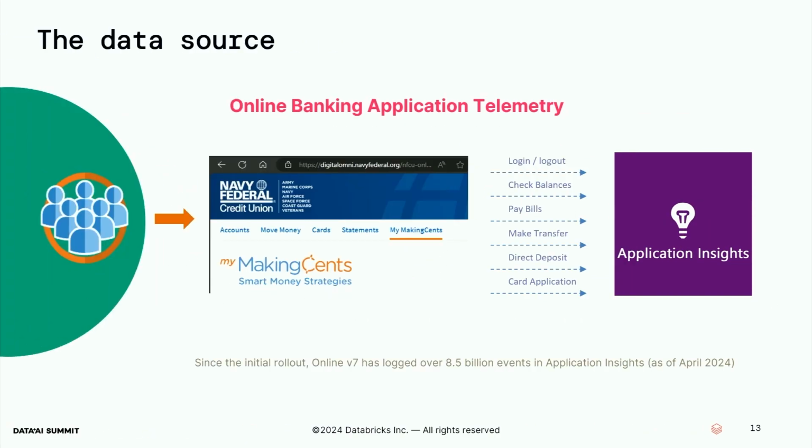The data we needed to work with is the event telemetry generated in our online banking application. Our members can perform a variety of banking functions on our online banking platform, such as logging in and out to start with, checking their account balances, making transfers, and so on and so forth. Those interactions generate application event telemetry, which is sent to Azure Application Insights. This data allows us to track when, where, and how our members interact with our product.